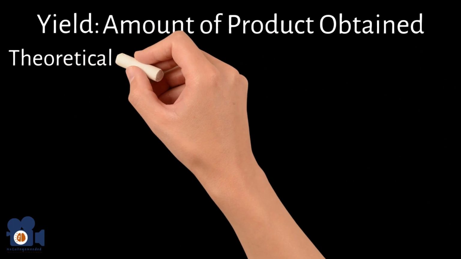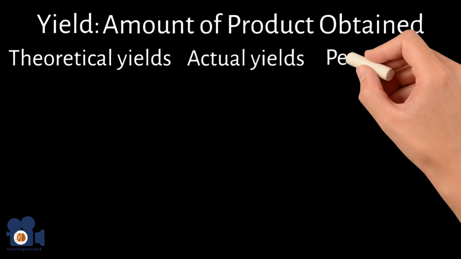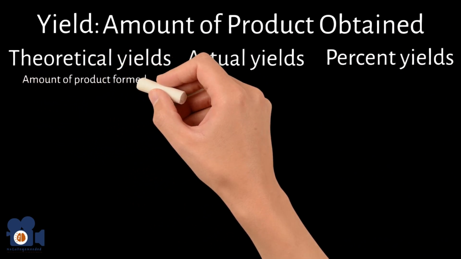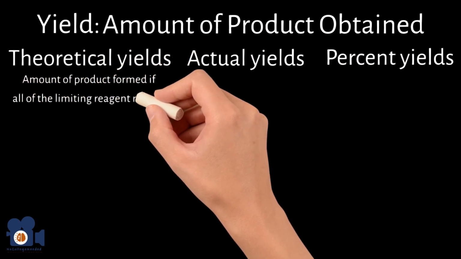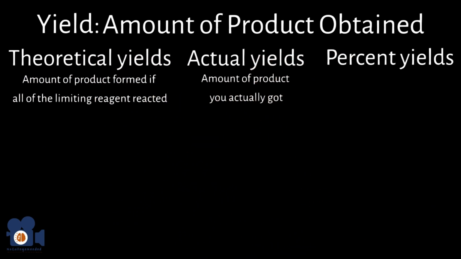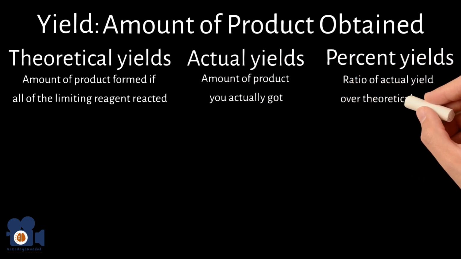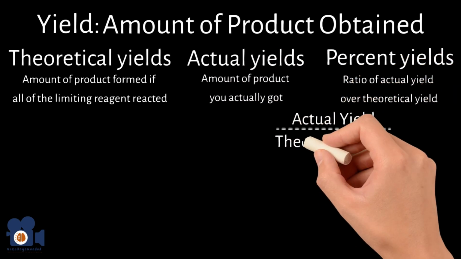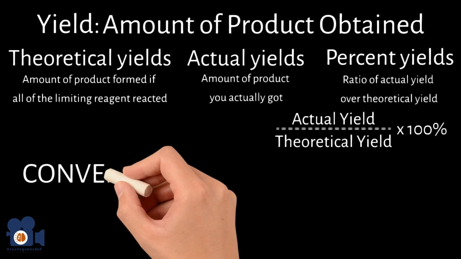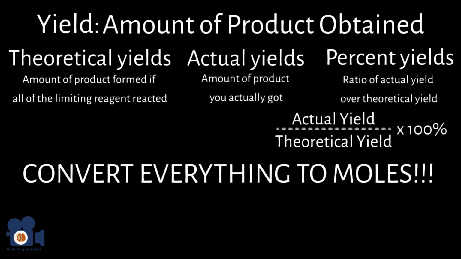This leads us into yields, and the yields we are concerned with are theoretical yields, actual yields, and percent yields. The theoretical yield is the amount of product formed if the reaction was perfect and all of the limiting reagent reacted. The actual yield is the amount of product you actually got, and the percent yield is the ratio of actual yield over theoretical yield as such. Actual yield divided by theoretical yield times 100% equals percent yield. Again, and I cannot emphasize this enough, when doing these calculations, convert everything to moles. You'll make fewer errors this way.